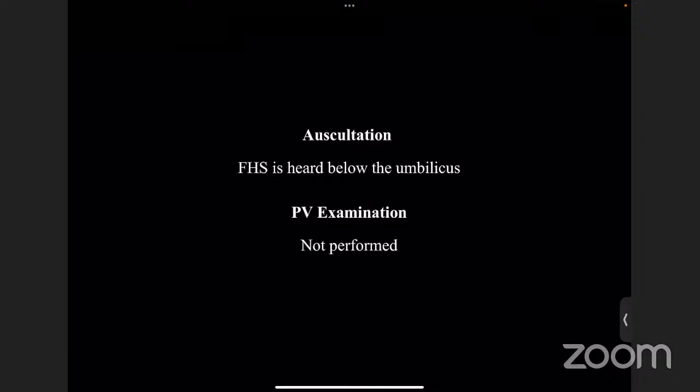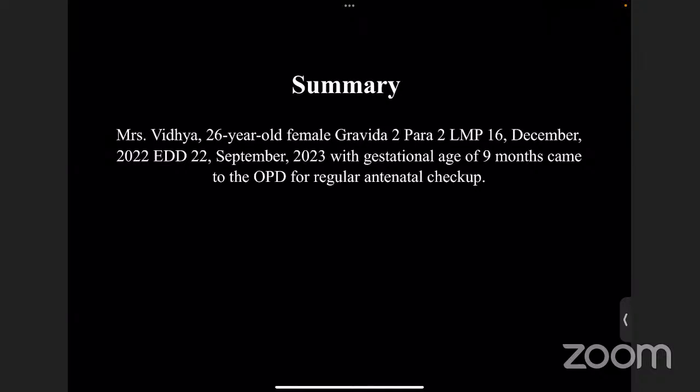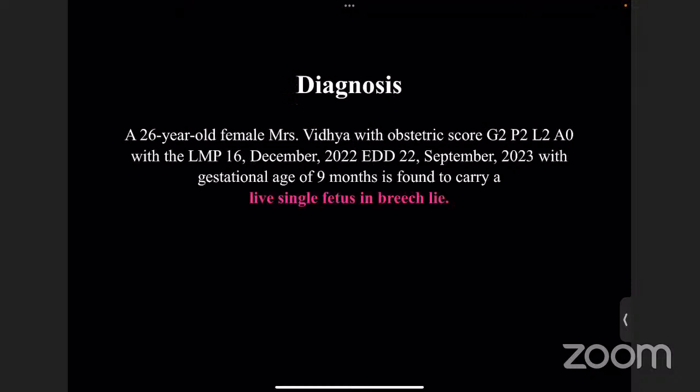You can continue. Yes. So I'd like to summarize my case. My patient is a 26-year-old female, Mrs. Vidya. She's a gravida 2, para 2. She has one live baby. Her LMP was on 16th December 2022. Her expected date of delivery is on 22nd September 2023. With a gestational age of 9 months, she's come to the OPD for regular antenatal checkup.